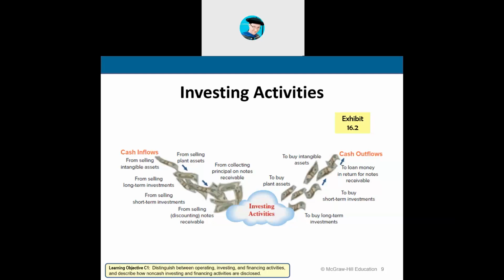So I could have cash coming in and out of the business for the purchase or sale of property, plant, and equipment and related items. So cash coming in from selling intangible, tangible, long-term investments, short-term investments, notes receivable. That's cash coming into the business for investing activities. Cash going out of the business for investing activities would be the purchase of property, plant, and equipment, intangible assets, repaying a loan, short-term investments, long-term investments.